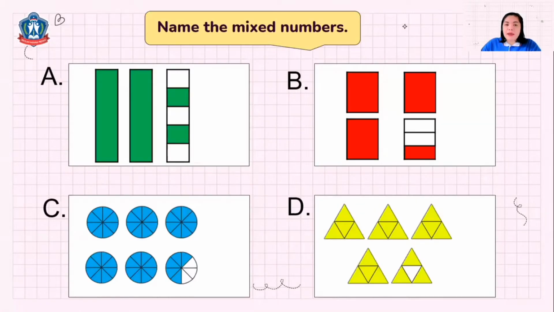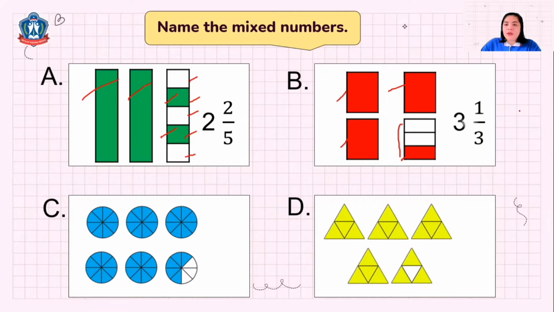I have here some mixed numbers, and let's name them. Let's start with A. Look at A. How many are whole numbers? 1, 2, 2. How about our fraction? Each one part is divided into 5 parts, so our denominator is 5. Then 2 parts are shaded, so our fraction is 2/5. So this is 2 and 2/5. How about the second one? We have how many wholes? 1, 2, 3. Then 1 part is divided into 3, and 1 part is shaded, so this is 1/3. So our mixed number is 3 and 1/3.